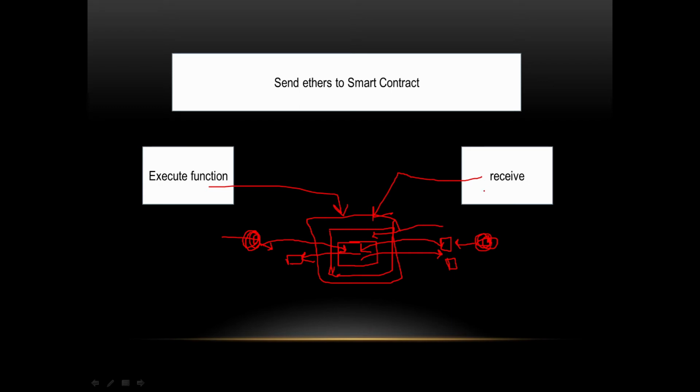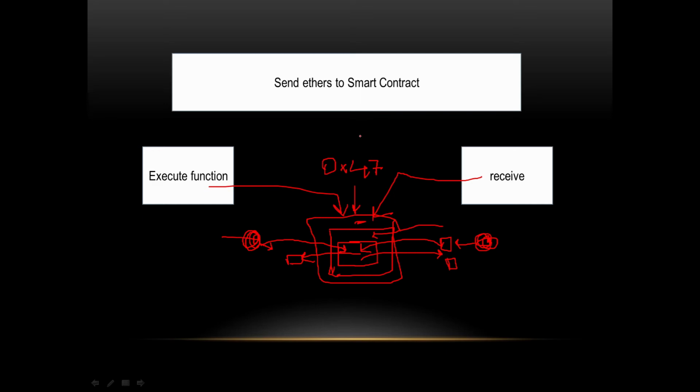So what this receive function will do, if you just send a transaction directly to the smart contract, it will take the ethers to this receive function and then put it in the smart contract. So how is it going to keep these ethers? Every smart contract, as you know, will have an address. Let's say 0x47 is the address of this smart contract. This address will keep all the ethers that are given to it.